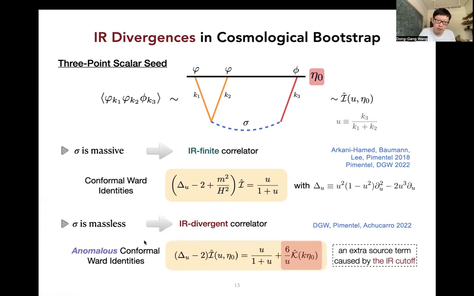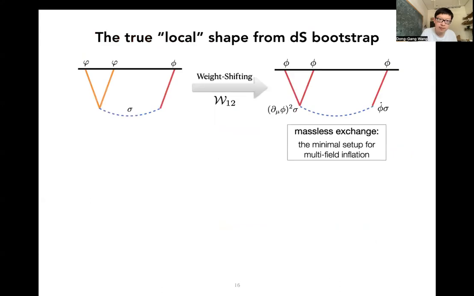Here, the conformal Ward identity becomes one with some CFT anomalies. This anomaly term will contribute a non-trivial source term, related to the IR cutoff, which corresponds to the end of inflation eta-naught. Now we need to solve this modified differential equation for this massless exchange diagram for the scalar seed function. After that, we can use the reshifting approach to map this scalar seed function to the inflaton bispectrum, which corresponds to this massless exchange diagram. And then we derive the true local shape from the bootstrap method.